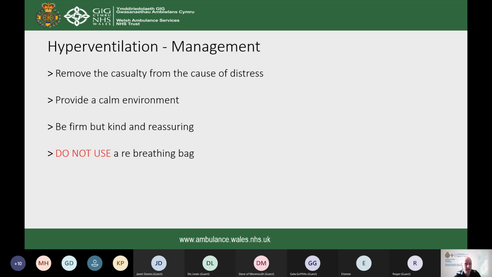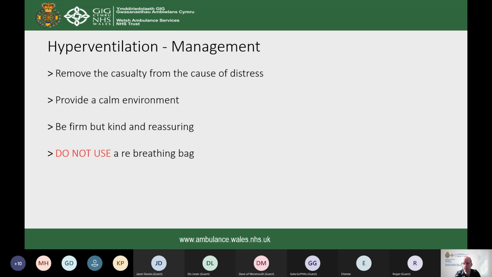Management of it is to remove them from the trigger, remove them from the environment. They have to go into a calm environment. Then you need to be firm, kind and reassuring to them. It's all about breathing techniques with hyperventilating patients. Still assess them, because we need to make sure it is hyperventilation and they haven't got asthma. If they're just hyperventilating, then calm environment, firm but kind reassurance.